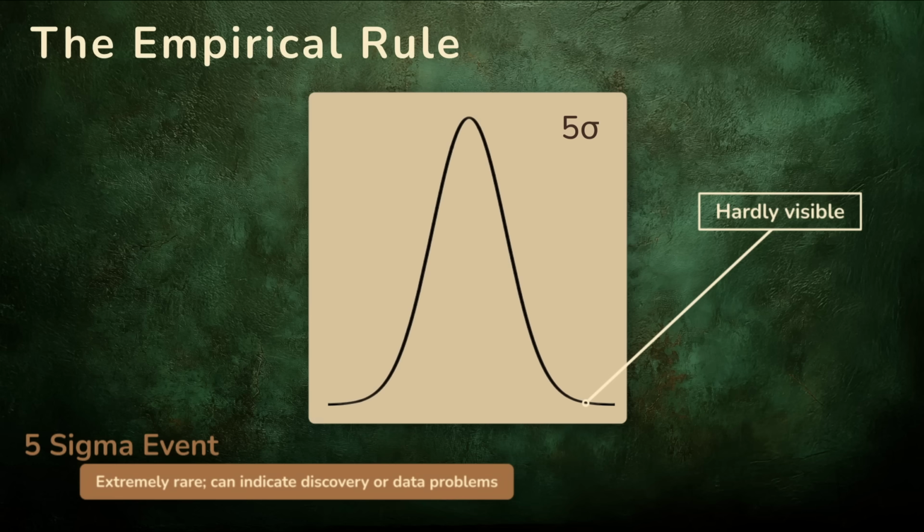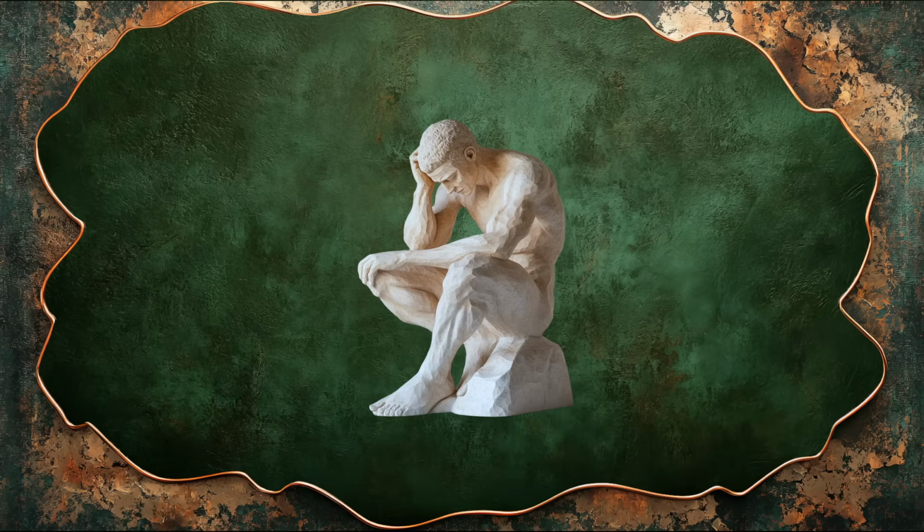So rare they might signal a real discovery or a problem with your data. 6 sigma often comes up in engineering and quality control. You can see how the normal distribution gives us a common language for describing how surprising or unsurprising data is.